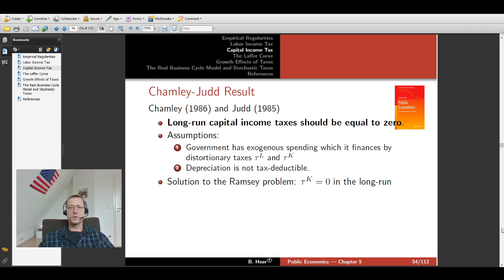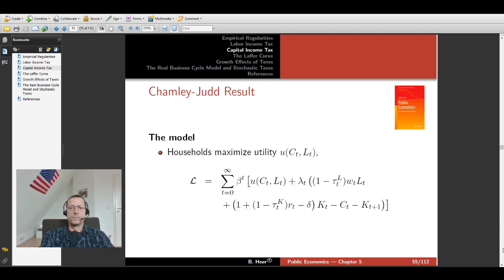Now, in order to show this, just proceed as we did. So let's assume that government expenditures are exogenously given, and they have to be financed by distortionary taxes tau L and tau K on labor income and capital income. Notice that we cannot use lump sum taxes, otherwise, of course, it would be optimal just to apply lump sum taxes and not use distortionary income taxes. And we look at case 2 where depreciation is not tax deductible. Now the Ramsey problem looks at the following case.